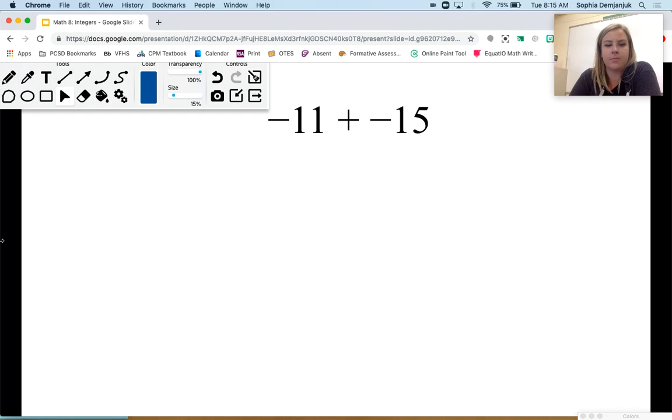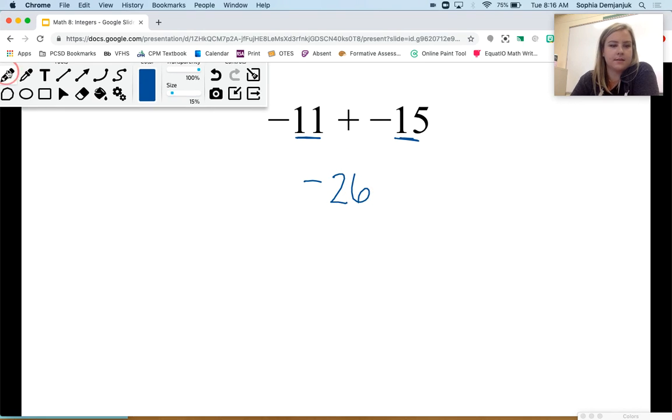And now this is the example that you're going to do on your own. So in a second, the screen is going to pause and you'll be able to type your answer into Edpuzzle. Remember to actually keep writing all your work down on a piece of paper. For this problem, same sign, they're both negative, so it's going to stay negative, and then you're adding 11 and 15 together to get 26, and you end up with negative 26 as your final answer.